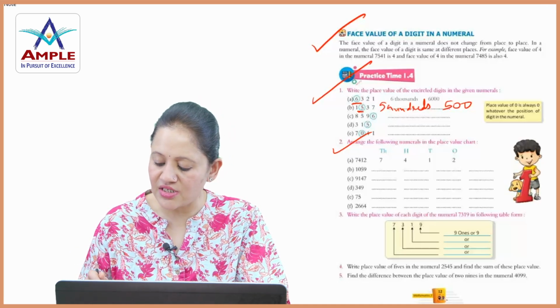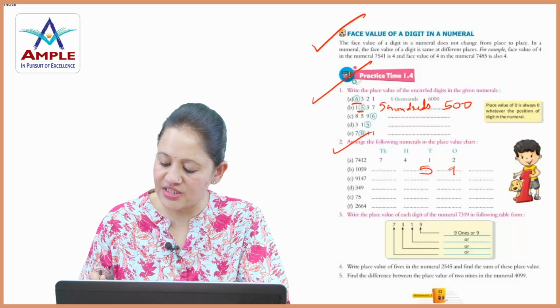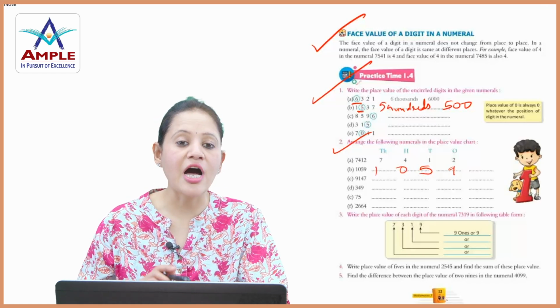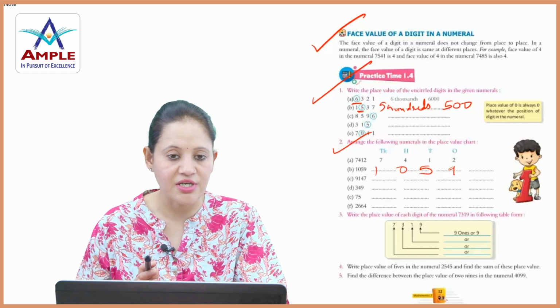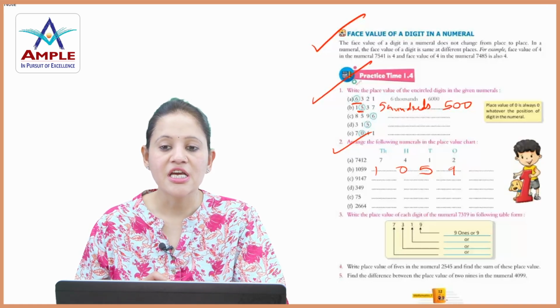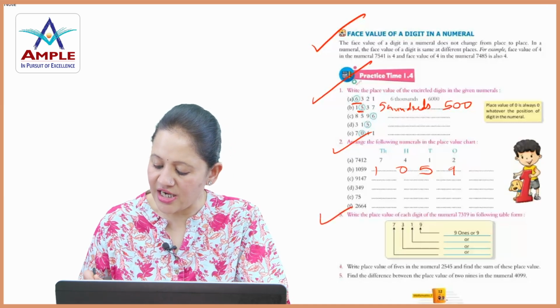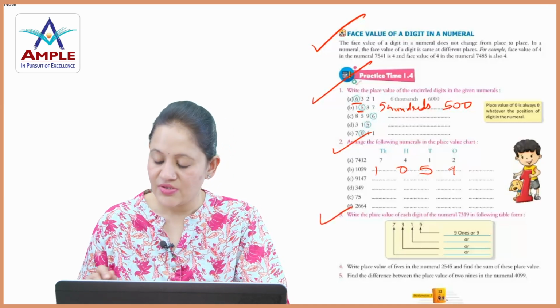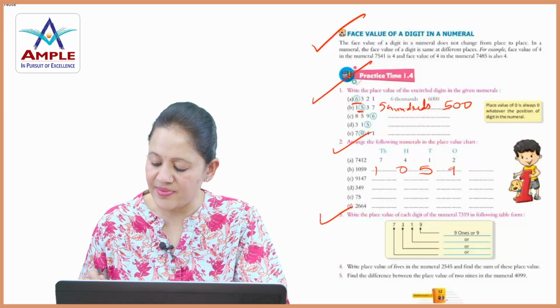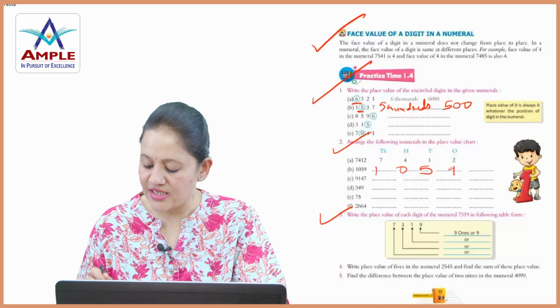Next number 1059. So, start with the digit at ones place, that is 9, then 5, 0 and 1. This is how we will arrange the number in the place value chart. Clear? Next, write the place value of each digit of the numeral 7319 in the following table. So, 9 at ones place, so the place value of 9 will be 9 because 9 is at ones place.